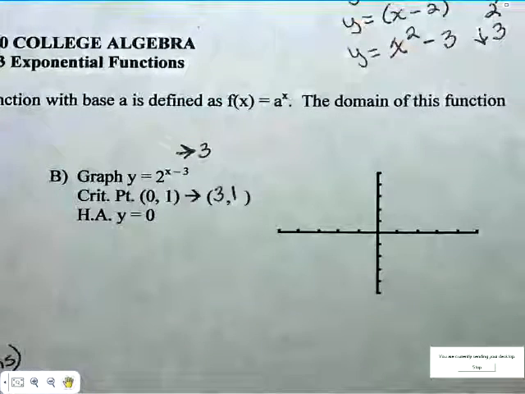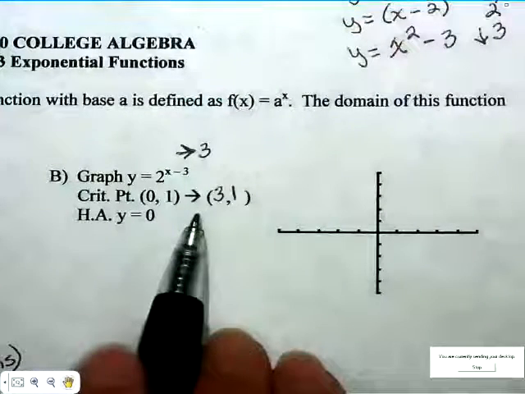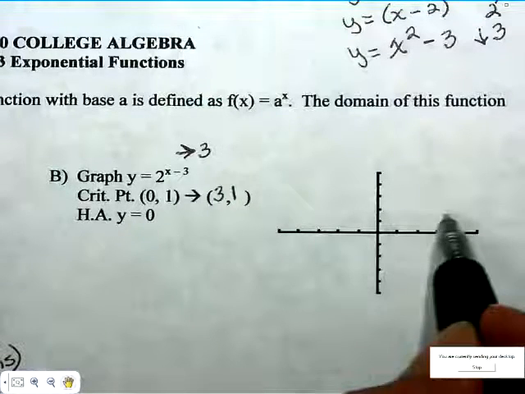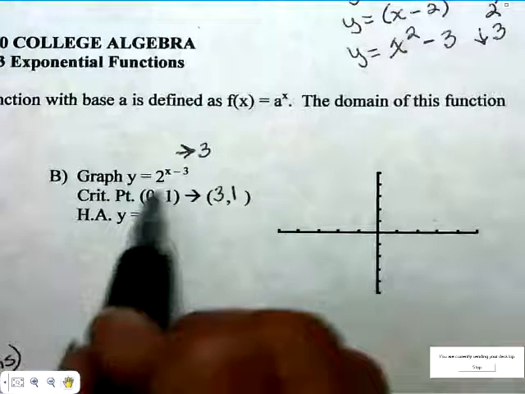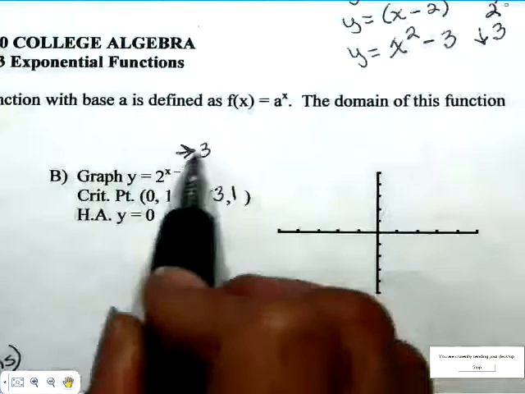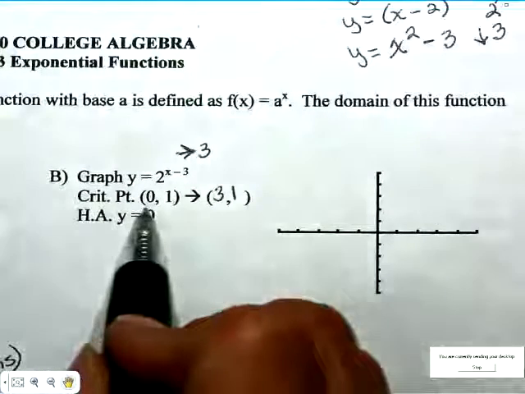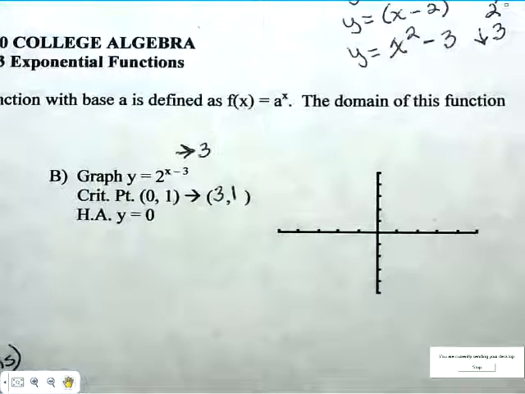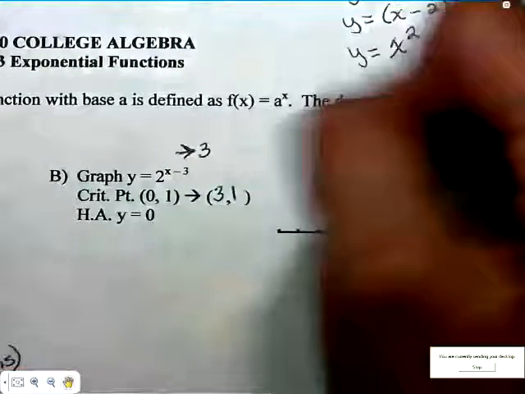You can get that point 2 different ways. You can either put your pin on (0, 1) and count to the right 3, or you could say a horizontal shift is going to move the x-coordinate 3 units to the right. It's not going to do anything to the y-coordinate. So the critical point is now right here.